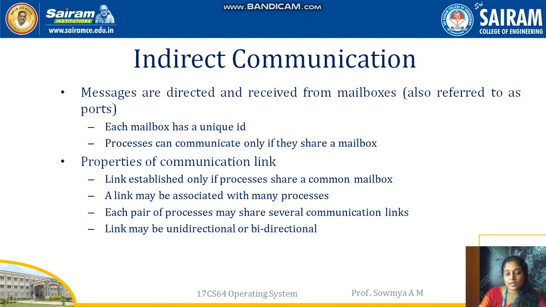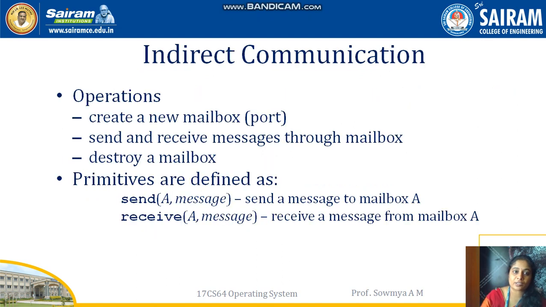Instead of one to one, all the processes are connected to one common mailbox, and they can get the data from it. Each pair of processes may share several communication links. Links may be unidirectional or bidirectional. In indirect communication, the operations are: create a new mailbox or port, send and receive messages through the mailbox, and destroy the mailbox when the communication, that is the process execution, is complete.